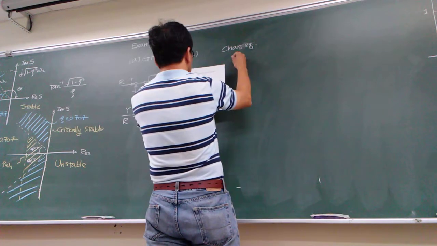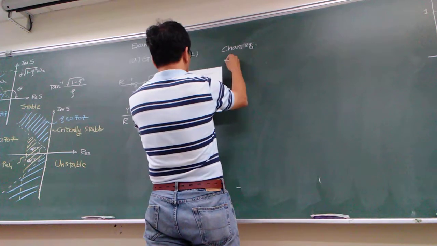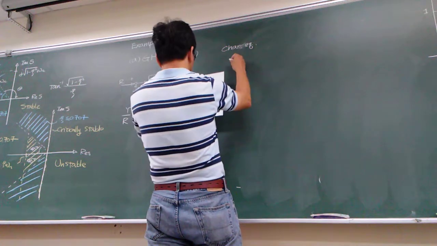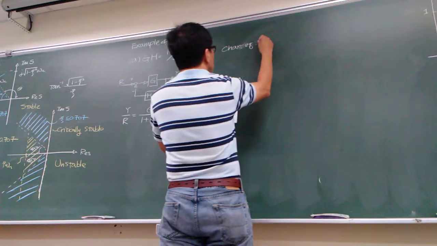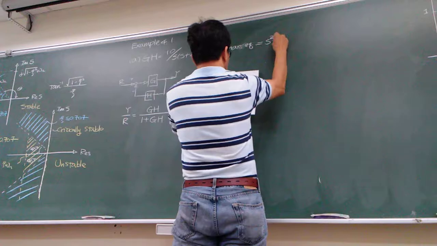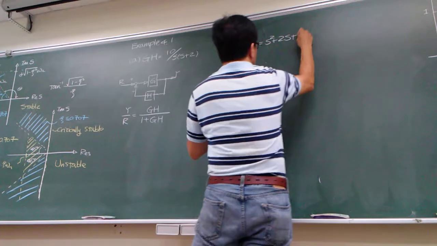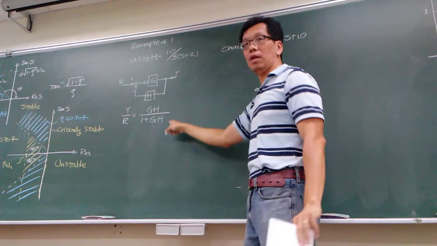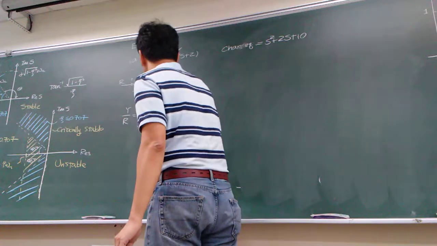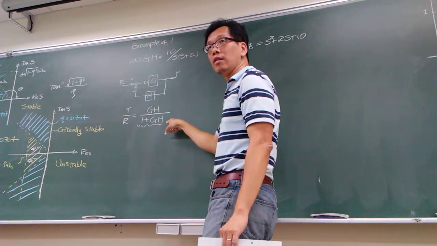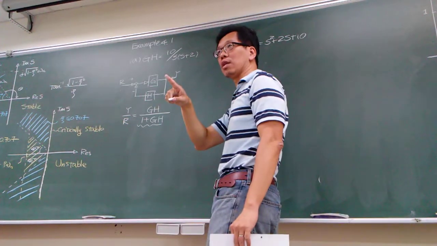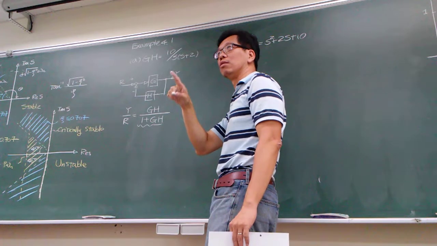is going to be s squared plus 2s plus 10, because I'm going to use this one over this one, and that also leads to a thing I need to talk about regarding your test.